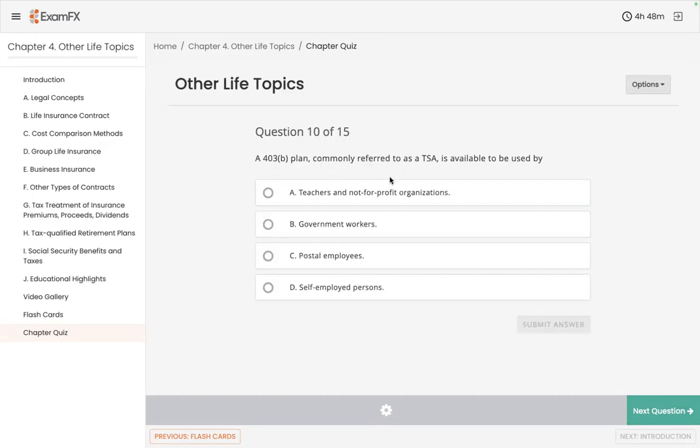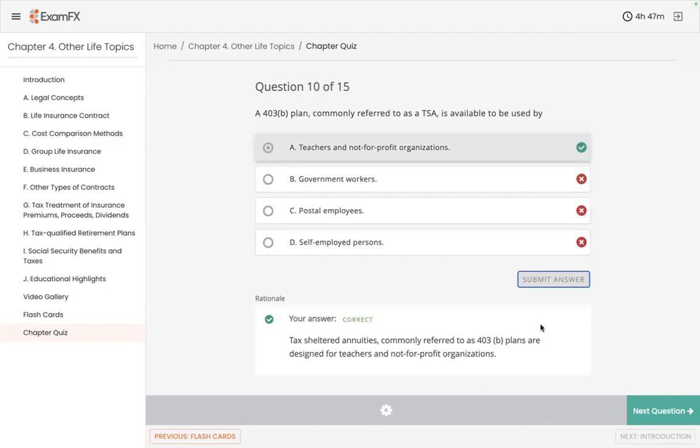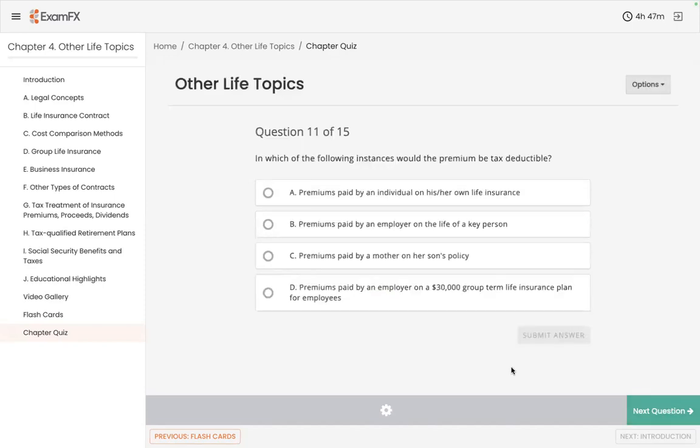403b. I don't know anything about that. Hold up. I don't even think I've seen it available to be used. Self-employed, postal employees, government workers, teachers, nonprofit organization. So teachers and 403Bs are for nonprofit, okay. I've seen it with churches and charities filling out a form, but I don't know what that is.